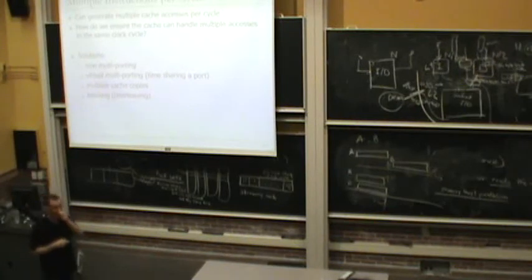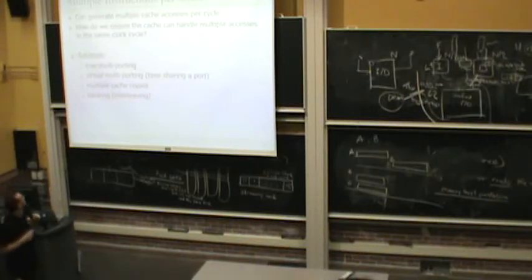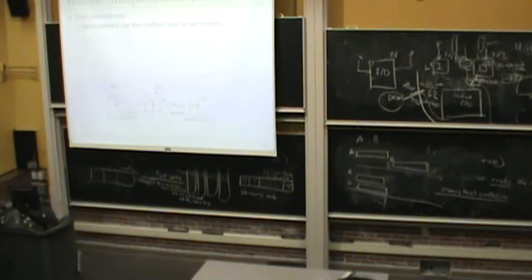Well, we want multiple instructions per cycle, right? Superscalar, LIW. If you want to execute multiple instructions per cycle, you want to supply multiple pieces of data per cycle as well, for those instructions that need them. So how do you ensure the cache can handle multiple accesses in the same clock cycle? There have been several solutions proposed for this, and these are by no means specific to caches. These are concepts that are applicable to any kind of memory. So let's cover some of these: true multiporting, virtual multiporting, multiple cache copies, and banking.